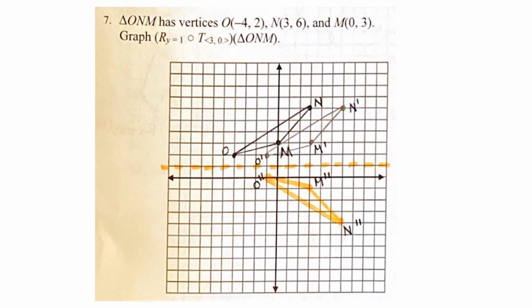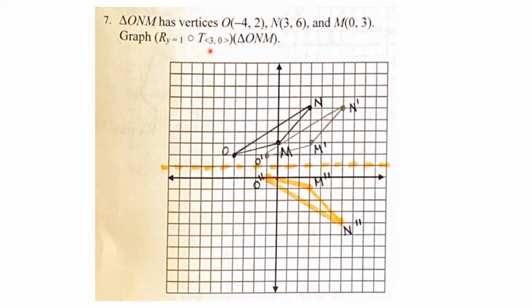Number 7, it says to graph. This looks like a glide reflection, right? We have a translation here and then a reflection. So I started by graphing O, N, M. So that's this black triangle that's right here, O, N, M. And then it tells us to do this rule that's here. Remember, we have to start on glide reflections with the translation, and then we move to the reflection.